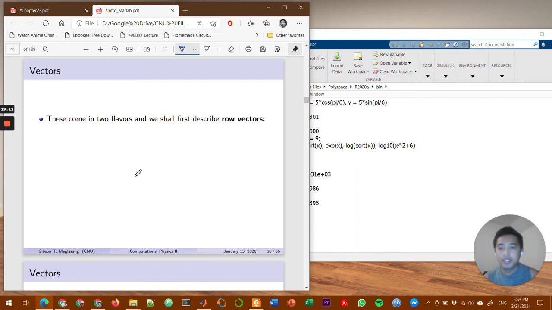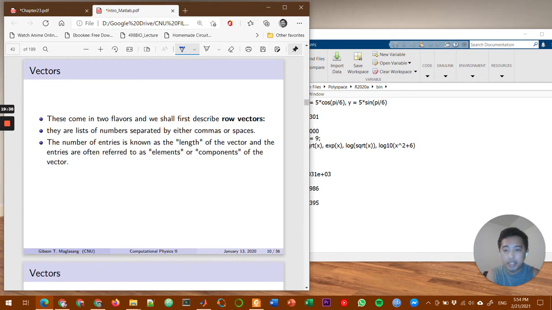So there are two types of vectors. You have the row vector and the column vector. The row vector is like this: 1, 2, 3, 4. The column vector is vertical: 1, 2, 3, 4. So let's consider first the row vector. They are lists of numbers separated by either commas or spaces. We can also know the length of the row vector, depending on the number of elements. And the entries must be enclosed in square brackets.